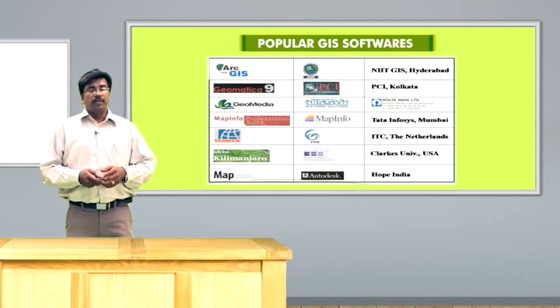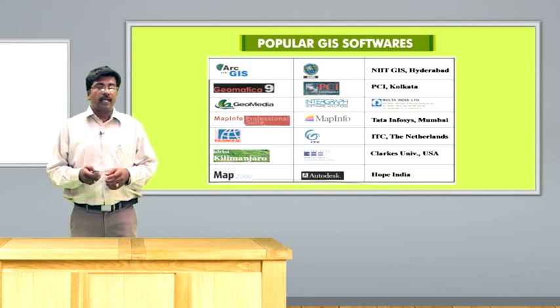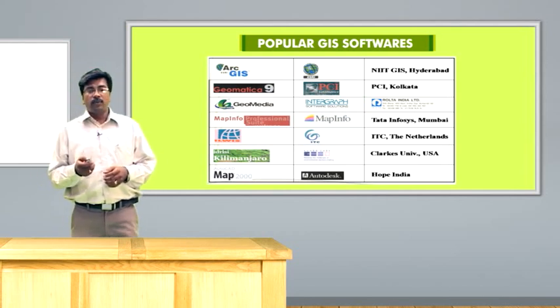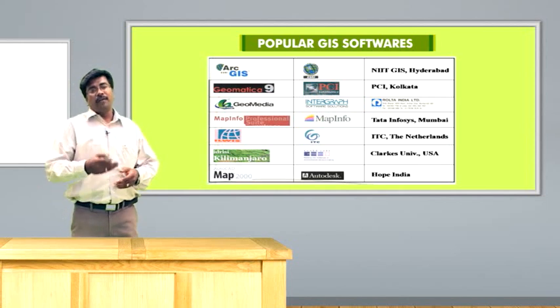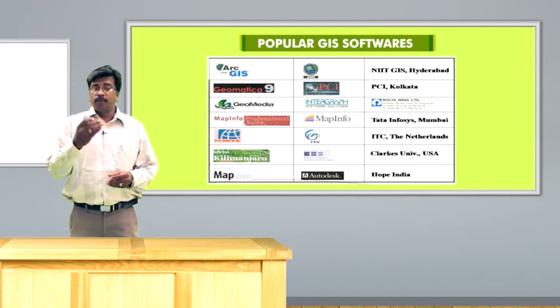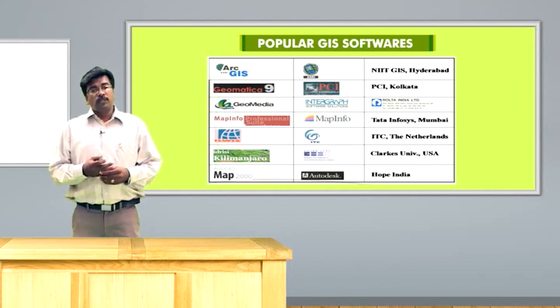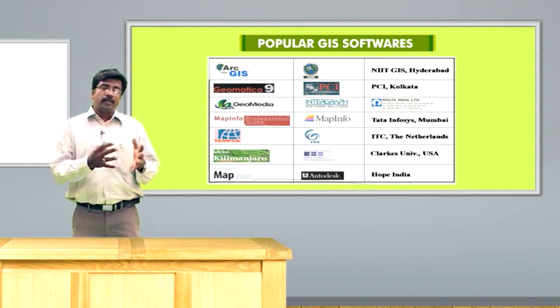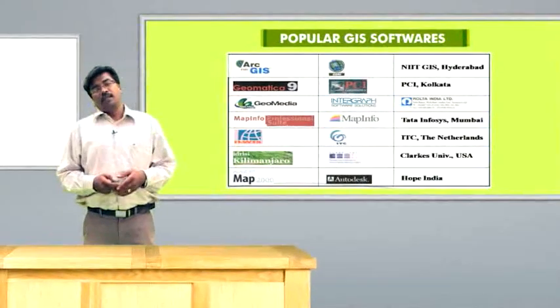Here I have given some of the popular software used in GIS, say ArcGIS, Geomatica, Geomedia, MapInfo, and many other software packages are there. All the software I have listed are proprietary, and there is also open source software available for GIS, with limited options, which can also be utilized by the users.